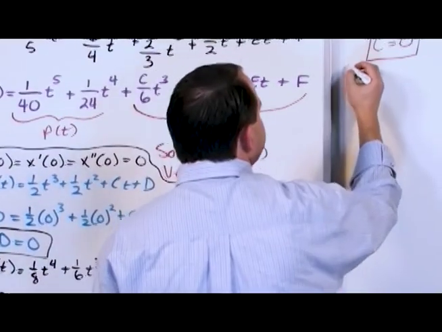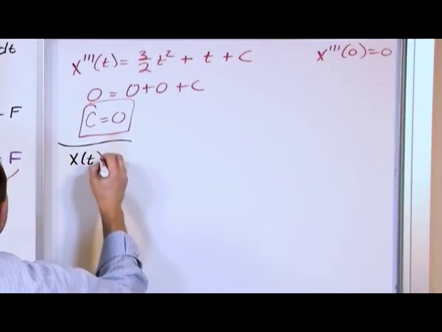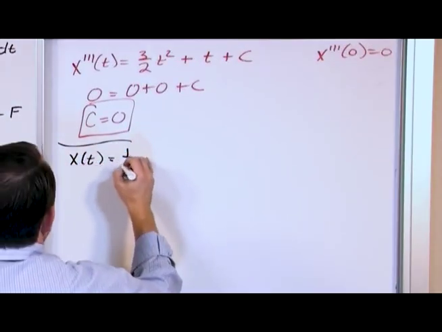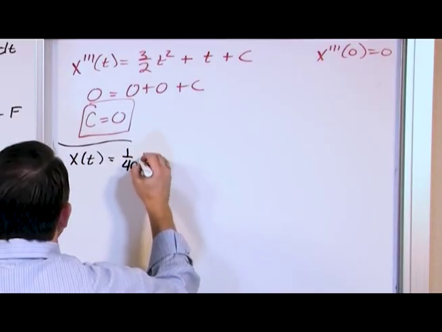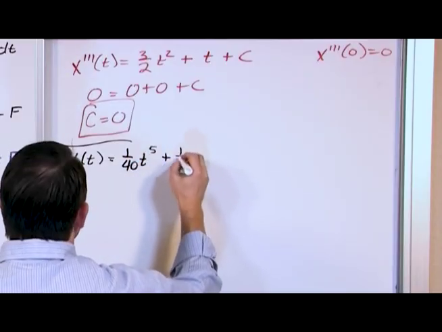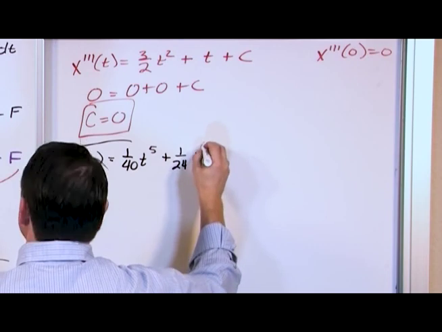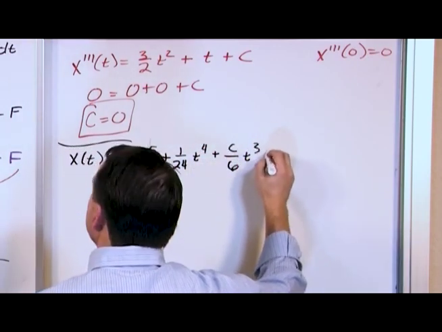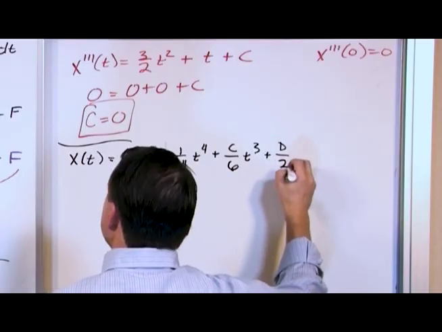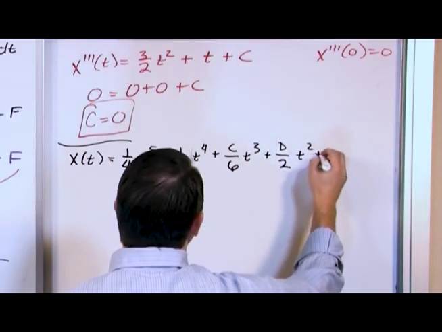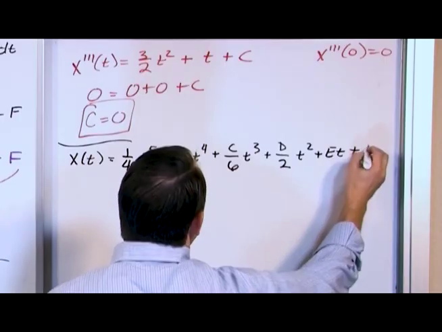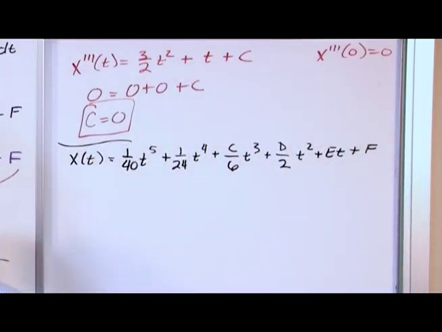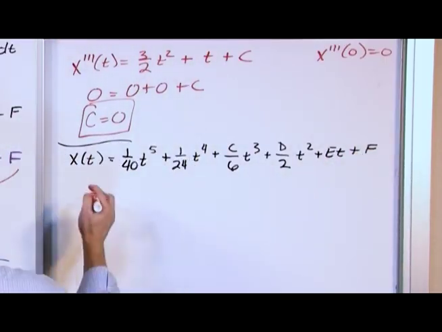So x of t is equal to 1 over 40 t to the 5th plus 1 over 24 t to the 4th plus c over 6 t cubed plus d over 2 t squared plus e times t plus f. Lots of writing, but it's pretty easy actually because it's all equal to 0.